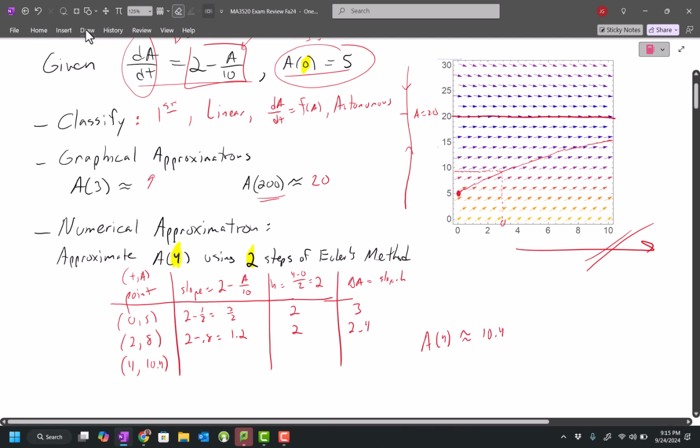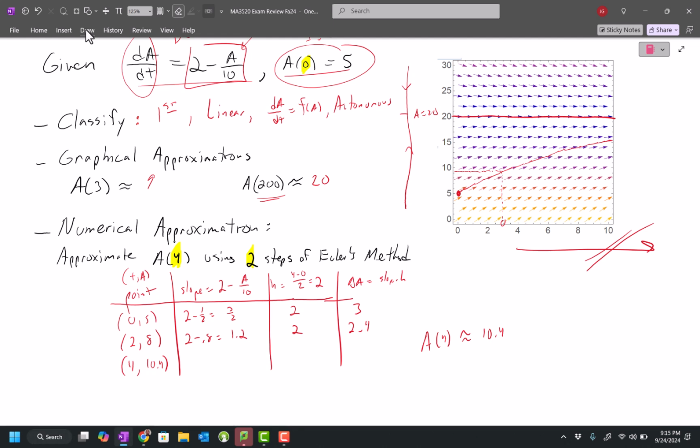And that does seem to be relatively in line with my plot. So I'm pretty happy at that point. A couple notes here, just notation. A of 4 is equal to 10.4.